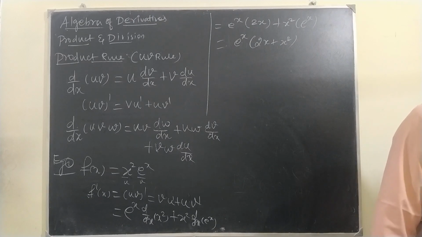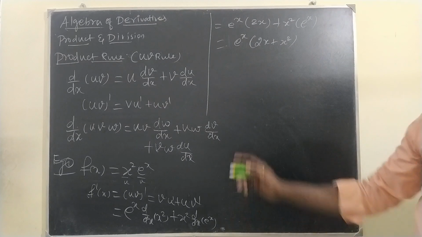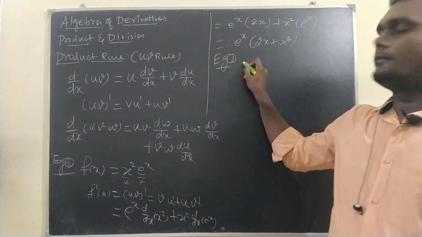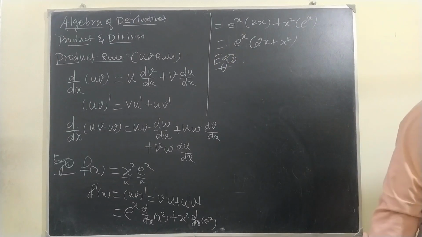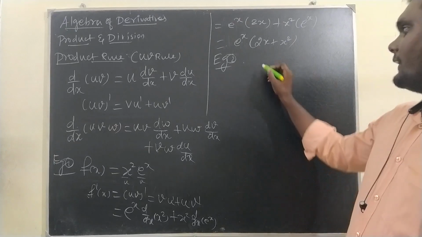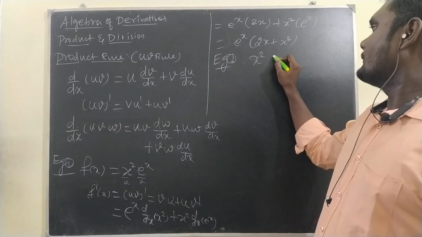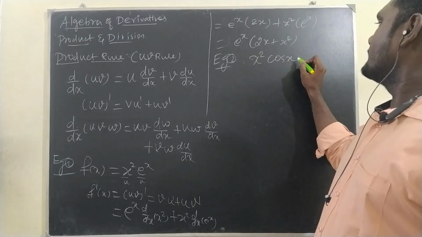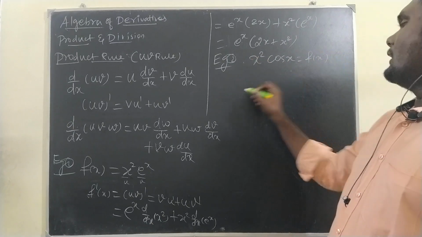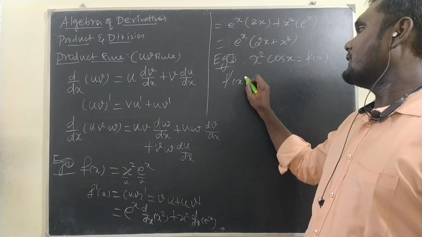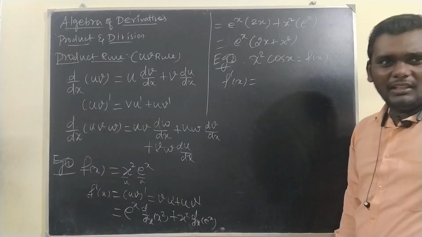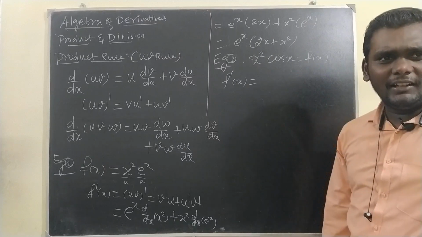Now, the other example. x square cos x is f of x. Then we need to find f dash of x. Can you guess how to do this? Simple. x square derivative 2x. cos x derivative minus sin x.